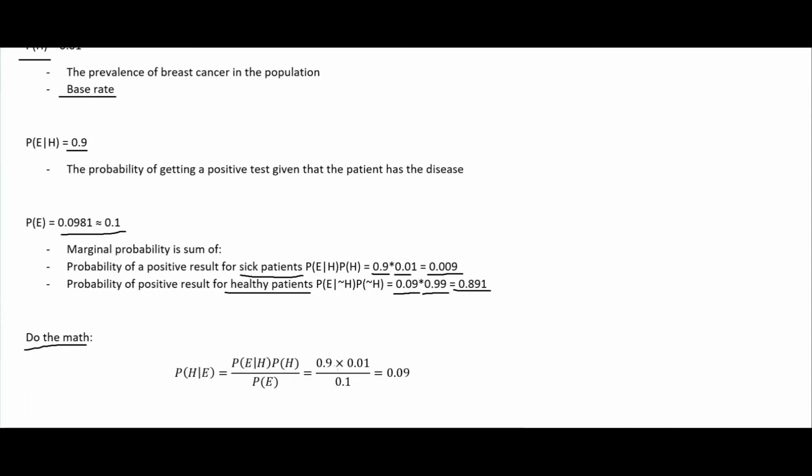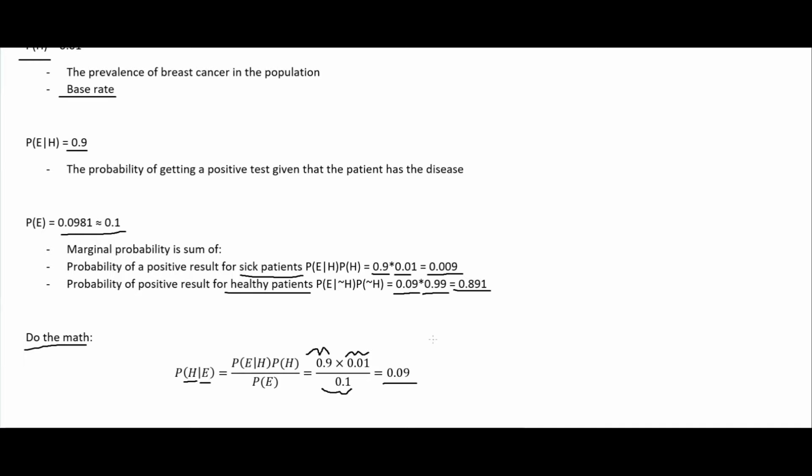And so we have 0.9 times 0.01. So this was our P of E given H, or probability of getting a positive test given that somebody is actually sick, times the probability that somebody is actually sick, and then divided by our marginal probability here. And so when we do the math, that gives us 0.09. So that's 9%. So the probability that somebody, H, is actually sick given E, that they got a positive test result, is 9%.